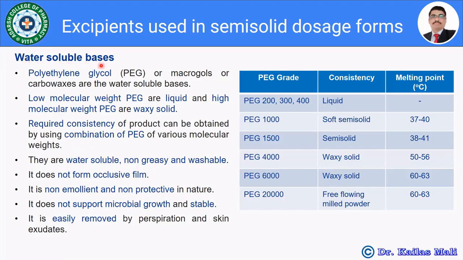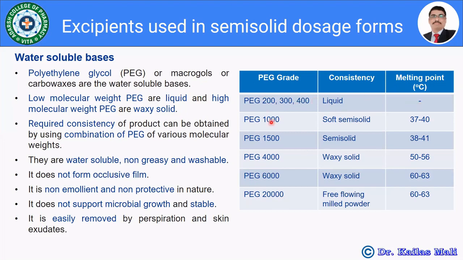Water soluble bases, for example, polyethylene glycol, that is PEG, also known as macrogols or carbowaxes, are water soluble bases. Look at the table. Polyethylene glycol is available in various grades starting from PEG 200 to PEG 20,000. PEG 200, 300, 400, 600, all these are liquid.